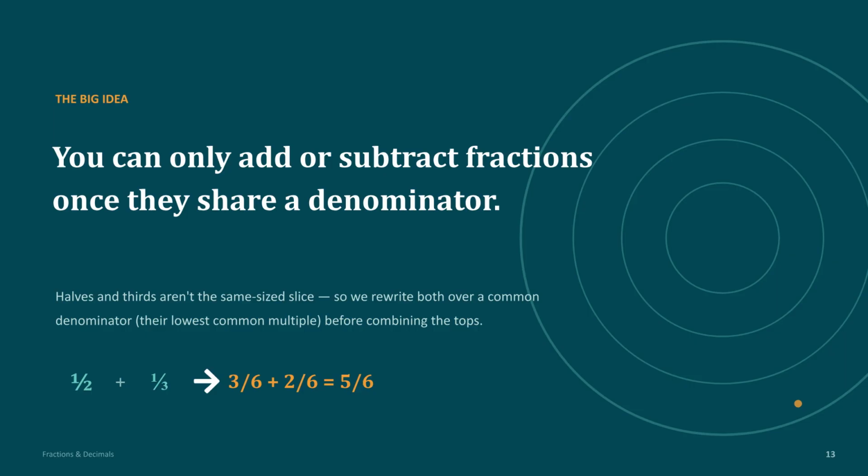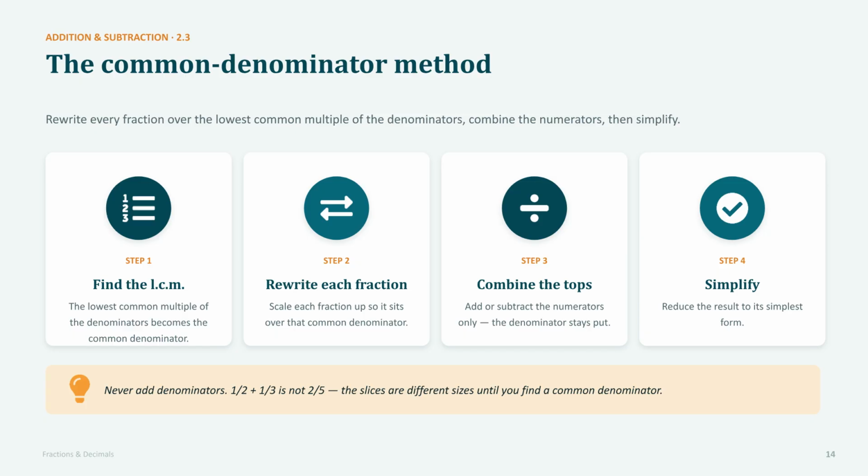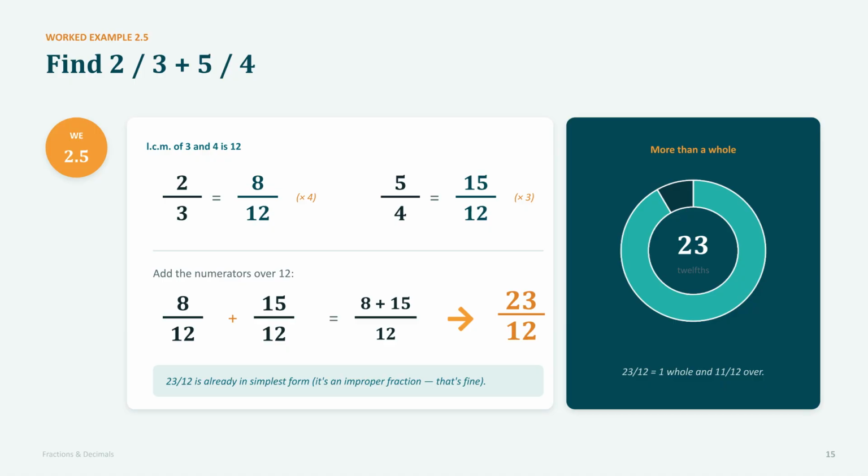You cannot combine them directly if the slices represent different sizes. Use the common denominator method. Find the least common multiple, rewrite each fraction, combine the numerators, and then simplify the final result. In this example of adding 2/3 and 5/4, we find the common denominator of 12, convert both fractions, and add the numerators to arrive at 23/12.